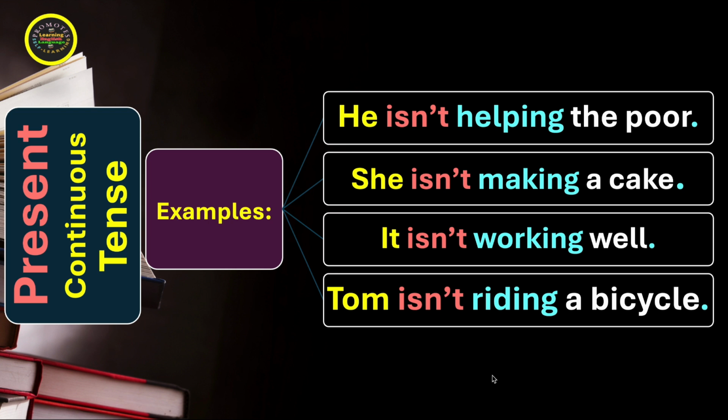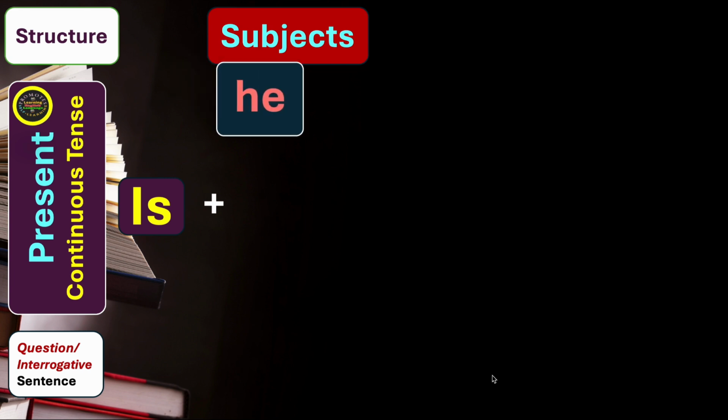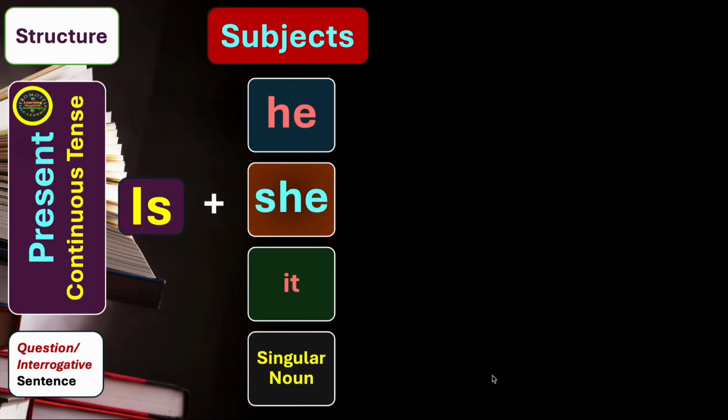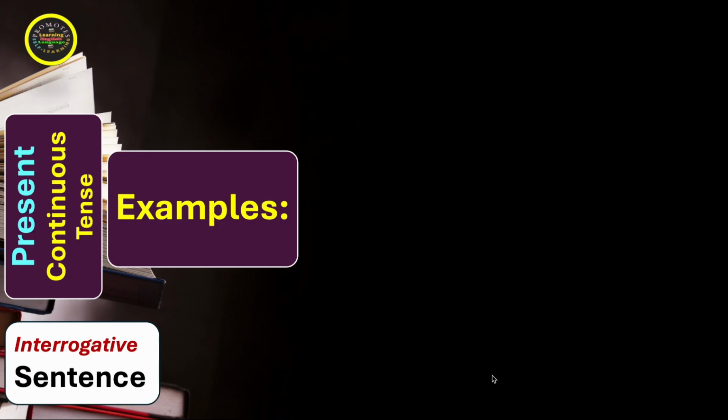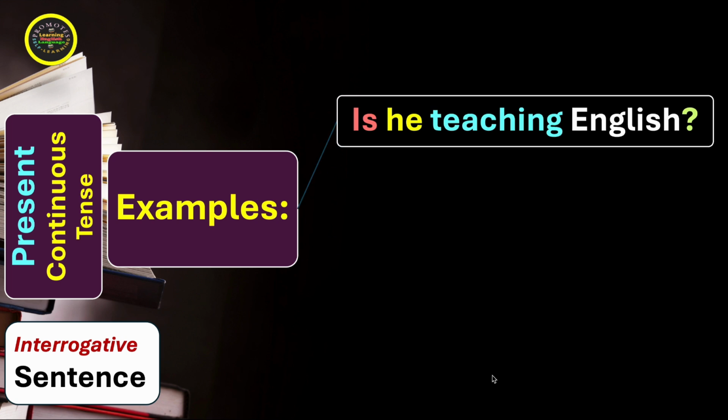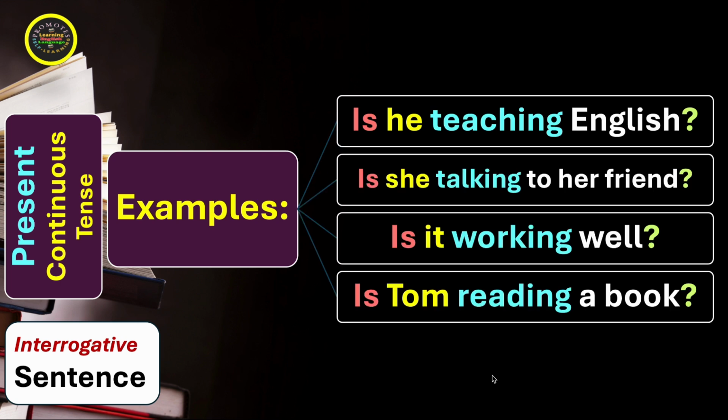We move on to the next stage, that is to say, the structure of present continuous tense in the question or interrogative form of a sentence. In this case, we have the helping verb is at the beginning of the sentence. It is important to note that we have to write it with a capital letter. So the I is capital, so Is, and then we put subjects like he, she, it, and a singular noun. And then we have the first form of the verb with ing. And at the end we have objects or other words. See the examples of interrogative sentences. Is he teaching English? Is she talking to her friend? Is it working well? Is Tom reading a book?